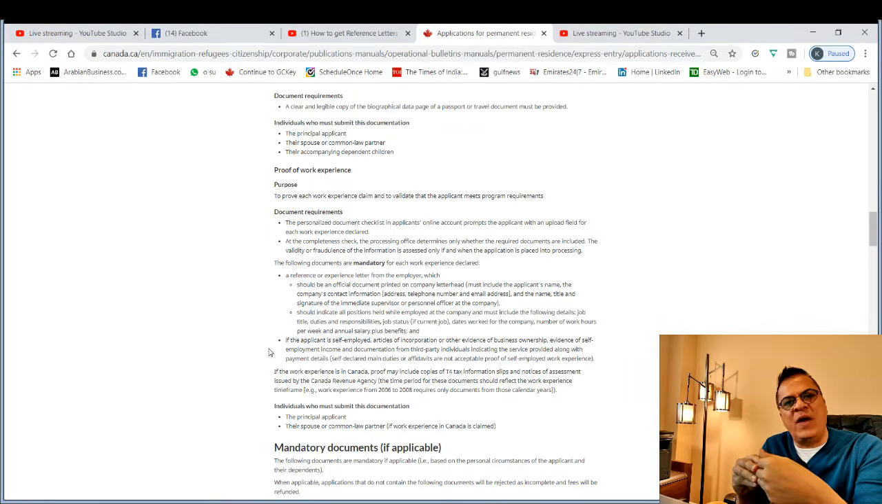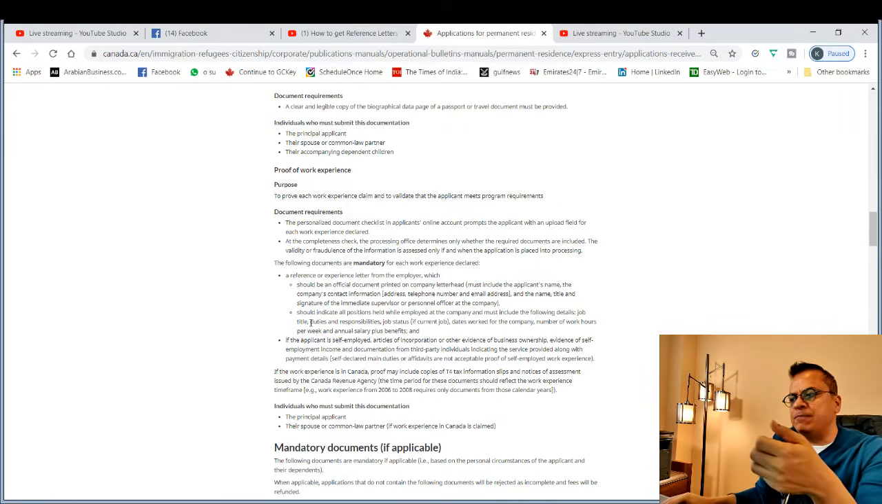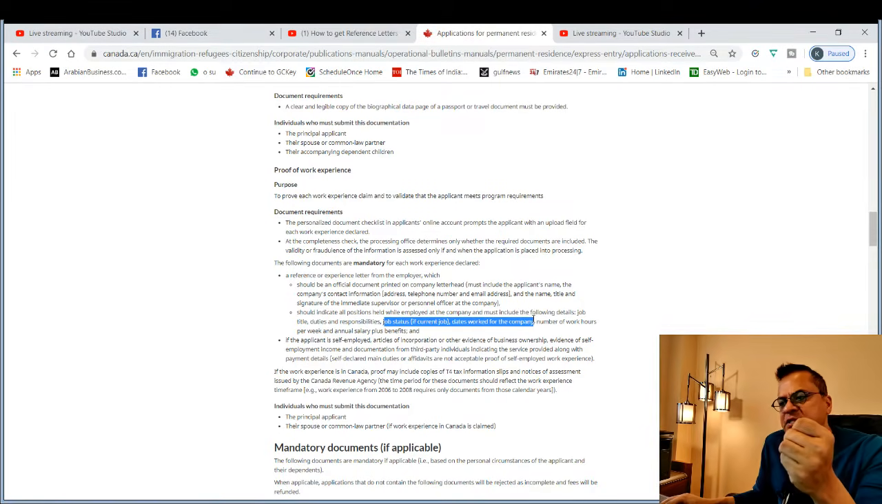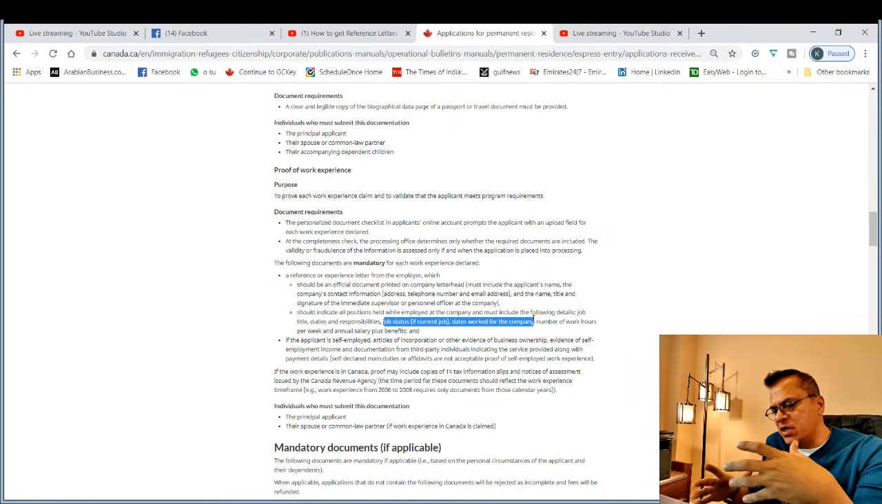Now, job duties and responsibilities will validate your NOC. Job status, whether it is current, and the dates worked will validate your period of work. So let's say within the last 10 years I'm claiming points for 3 years, and so this will validate your period of work.